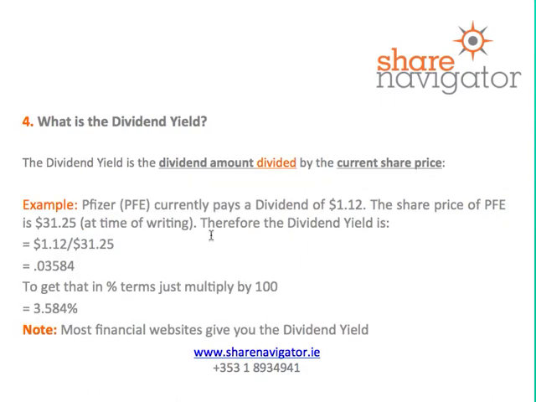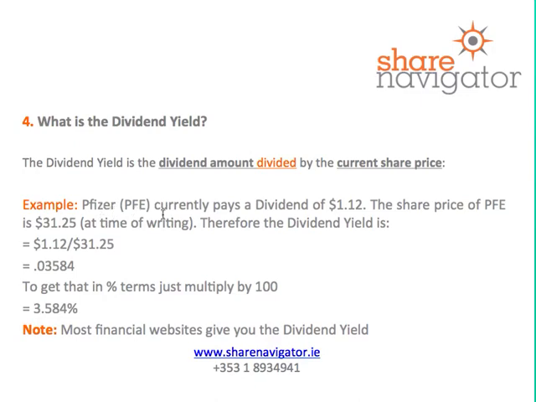Now, this is the most important part of a dividend that you need to understand. It's the dividend yield. A lot of people focus on the dividend amount, but it's actually the yield that you should be focusing on. And the yield is simply the dividend amount divided by the current share price. So let's give you an example here.